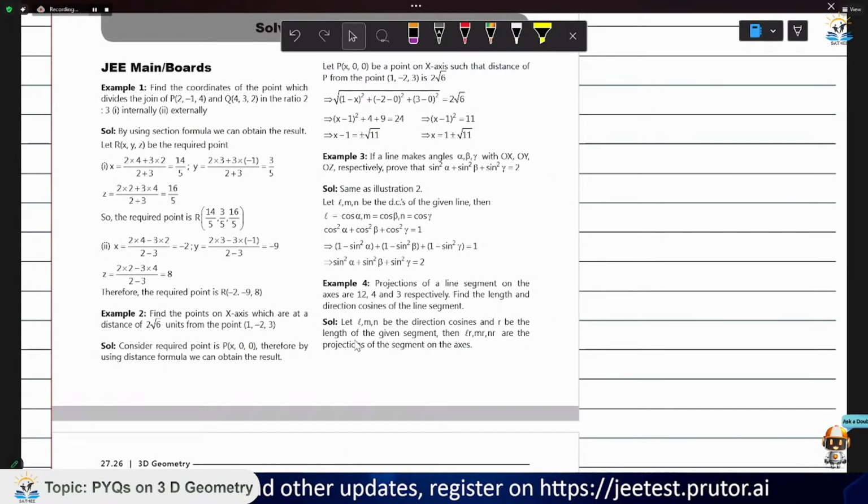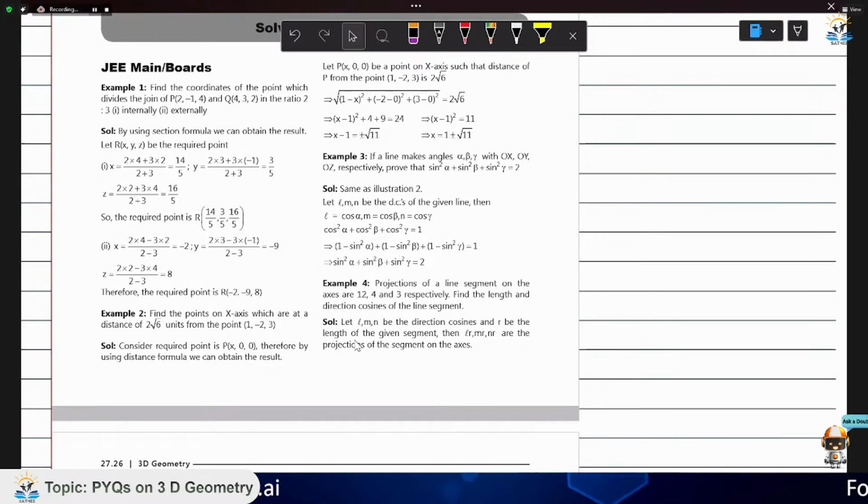So good afternoon, everyone. This is Samarth, and as you might be aware, we are starting with PYQs over 3D geometry, and we'll do some questions over the same. Without wasting much time, let's get into the questions. The first question says, find the coordinates of the point which divides the line joining these points in the ratio 2:3.